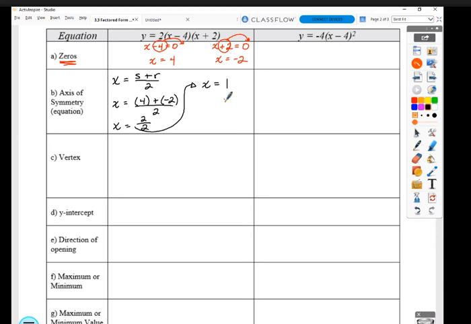So far, so good. And if we go back to that graph, I can put in that axis of symmetry right there. Isn't that nice? Right down the center, and it is down the center, we can see.